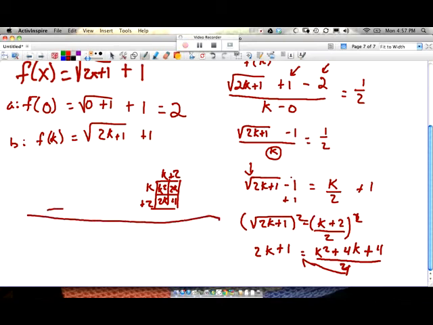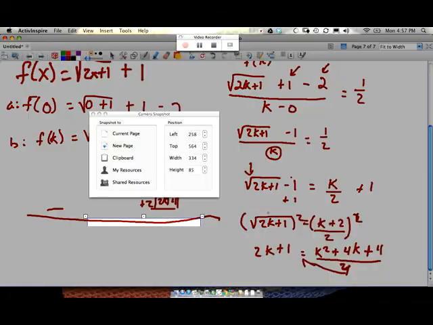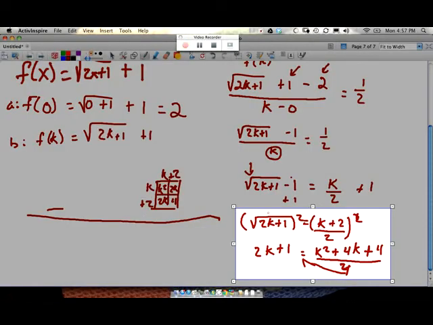We're going to need almost a new page. Let's go to a new page. Let's not wait. New page.